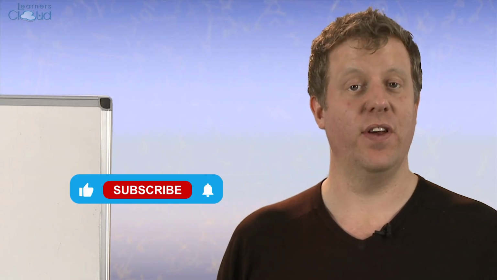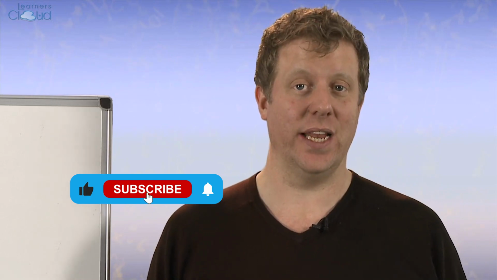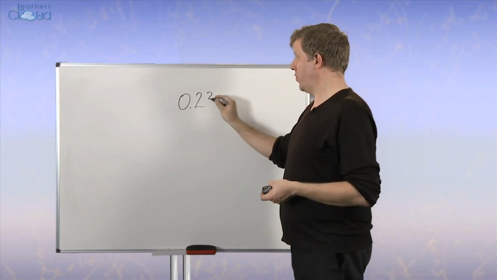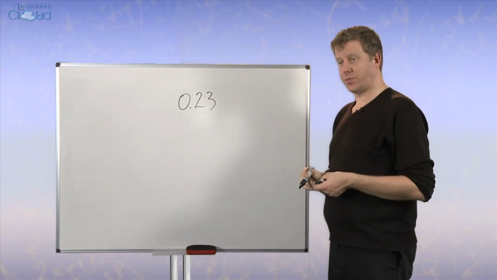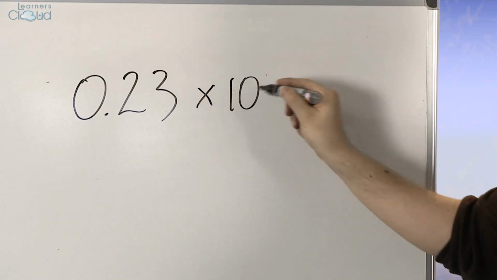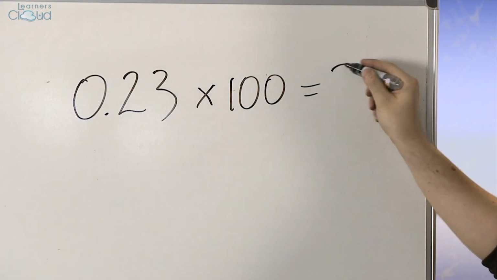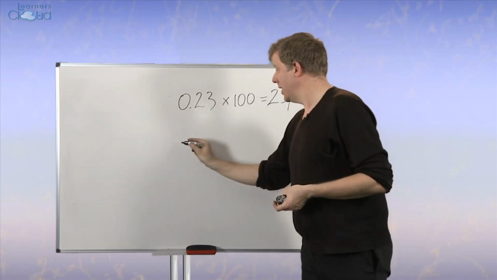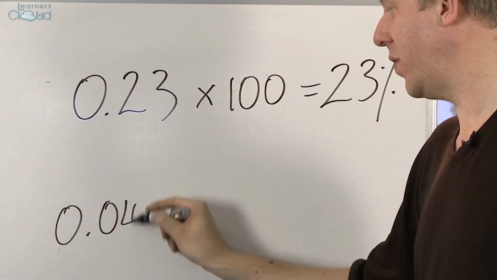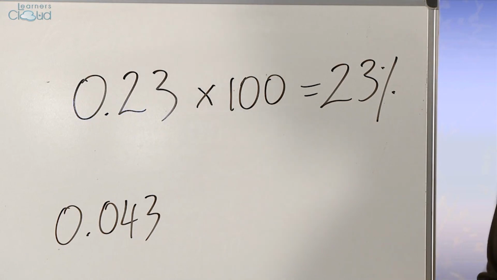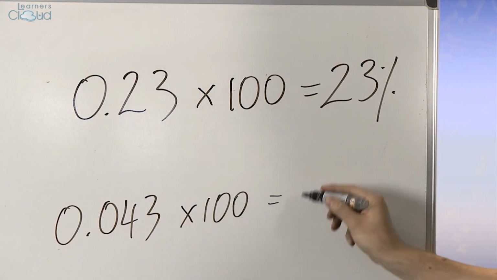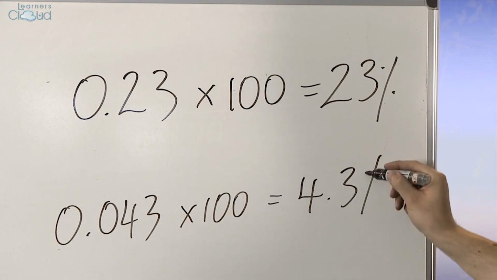Okay, so we see that converting a decimal to a percentage is actually in essence quite easy, but we'll still do a couple of examples on the board. If I wanted to convert 0.23 into a percentage, all I need to do is multiply by 100 to give me 23%. Likewise, if I had 0.043 and I wanted that as a percentage, I'd times it by 100 again. And it would give me an answer of 4.3%.